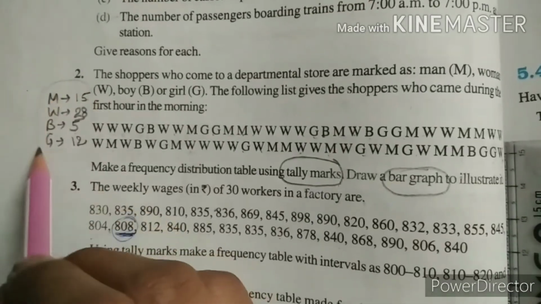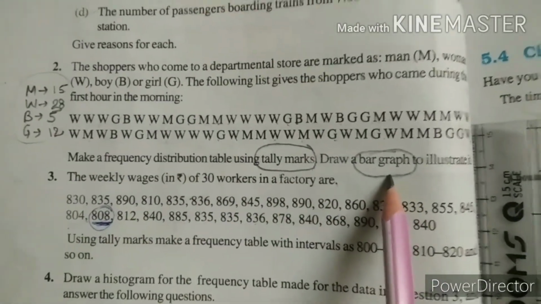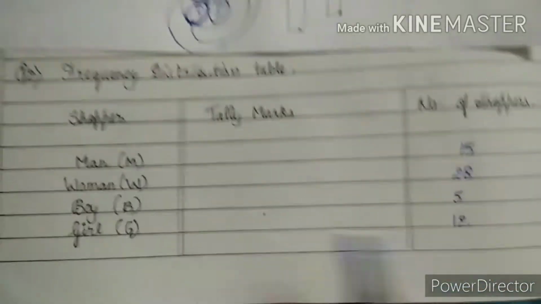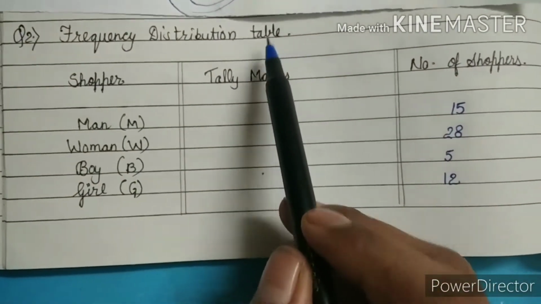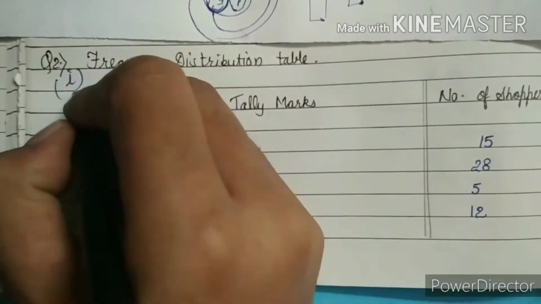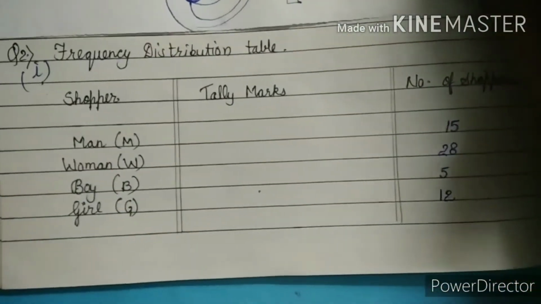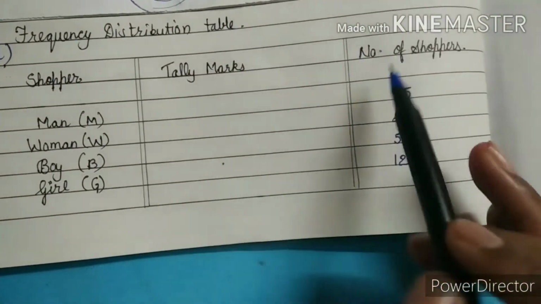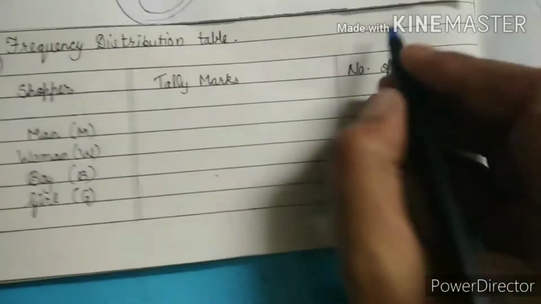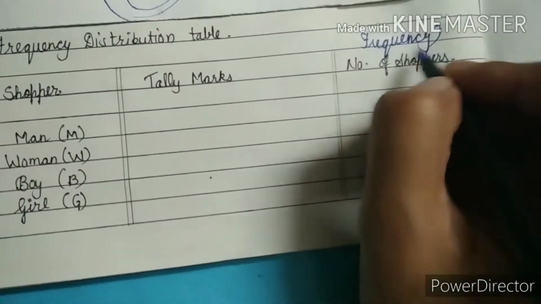So we have to use this data to draw a tally mark table and bar graph. Let's see in the notebook. As you can see here, I wrote frequency distribution table. This is the first part of question number 2, because we have to draw a bar graph also. First column is for the shopper, next column for the tally marks, and the last is number of shoppers. It means frequency.